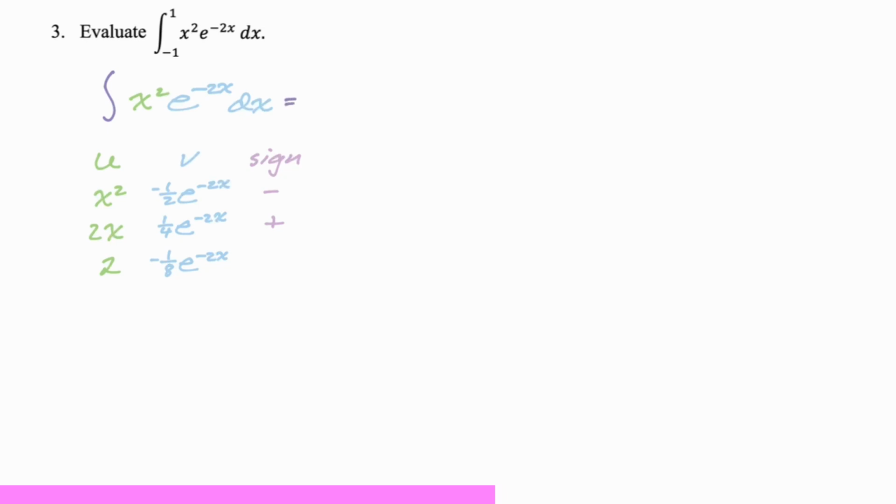So it's uv, which is -1/2 x squared e to the -2x, and then minus. And then it's uv, which is going to be 2 times 1/4, so 1/2, and then x e to the -2x. And then plus uv, so 2 times -1/8 is -1/4. So I'll put that in parentheses, you don't want to write plus minus. That'd be weird. So we get this. I'm putting plus c, but we're actually doing a definite integral.